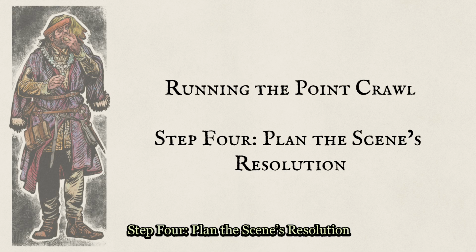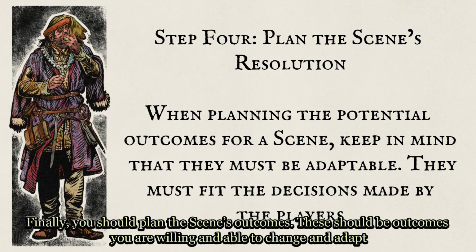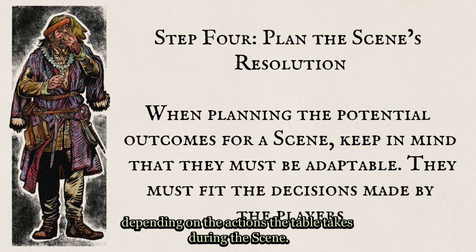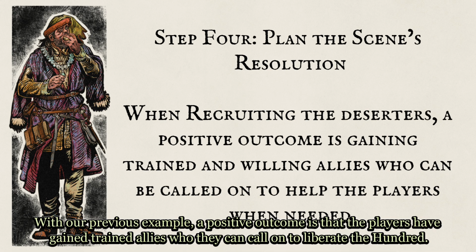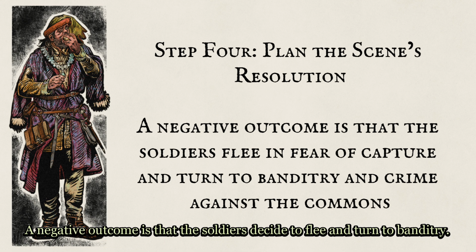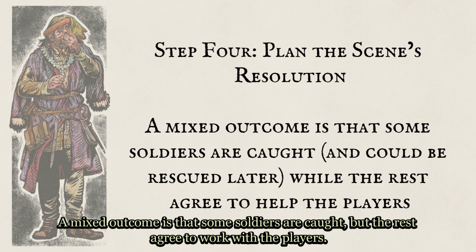Step 4. Plan the scene's resolution. Finally, you should plan the scene's outcomes. These should be outcomes you are willing and able to change and adapt depending on the actions the table takes during the scene. With our previous example, a positive outcome is that the players have gained trained allies who they can call on to liberate the 100. A negative outcome is that the soldiers decide to flee and turn to banditry. A mixed outcome is that some soldiers are caught, but the rest agree to work with the players.